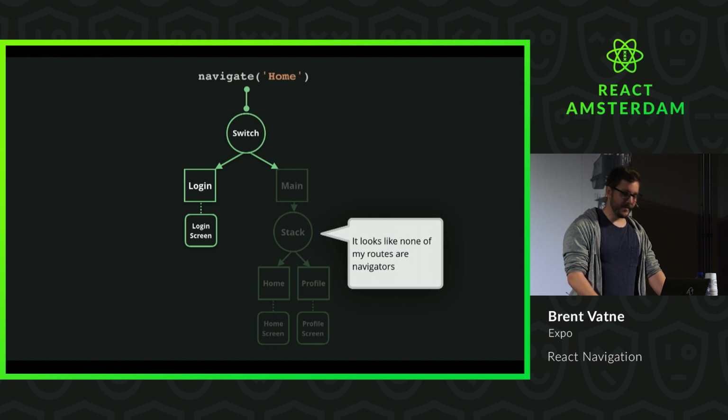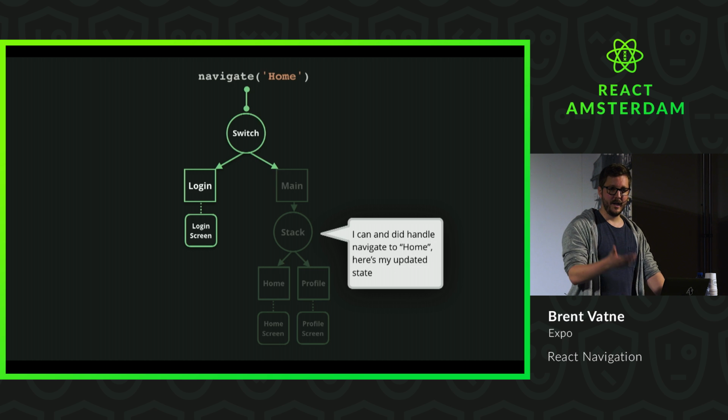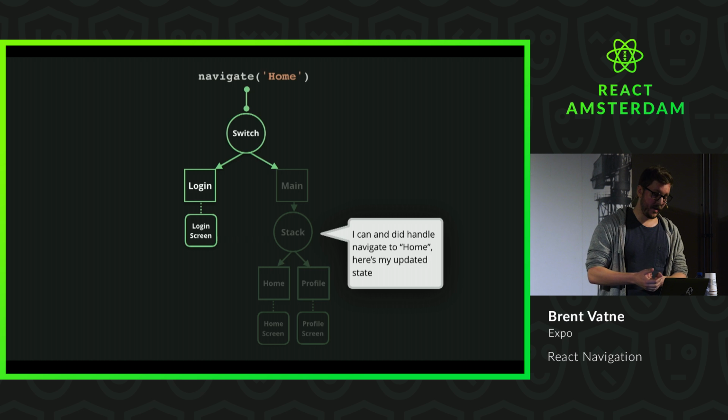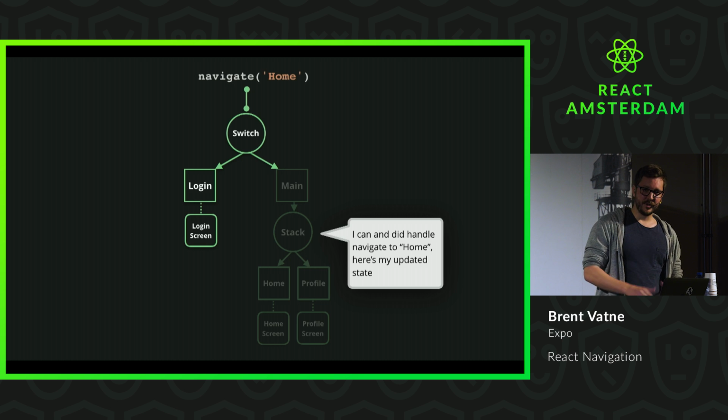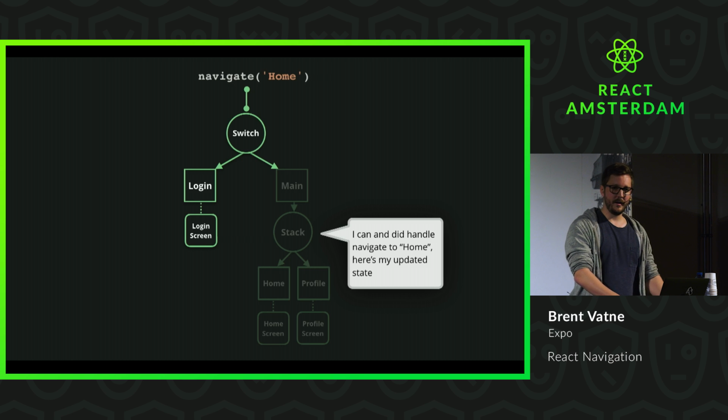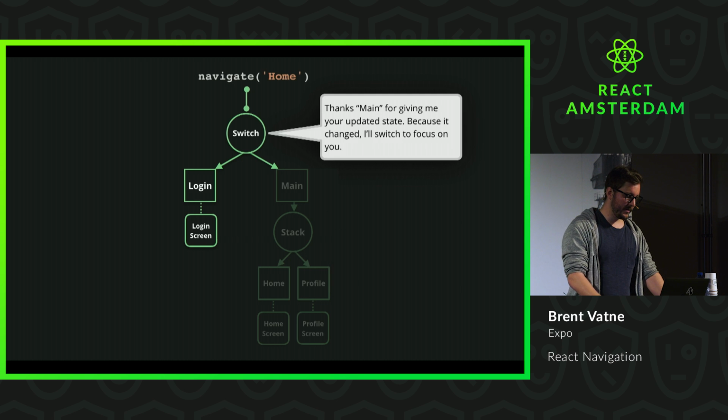And it then says, OK, well, it looks like none of my routes are navigators, so I don't have to pass this down further. So let's see, maybe one of my routes has this name. Maybe I can handle this action. And in fact, it can. It does have a route named home, and it can handle the navigate action. So it returns some new state to indicate that this now exists and this item is focused. It returns that state up.